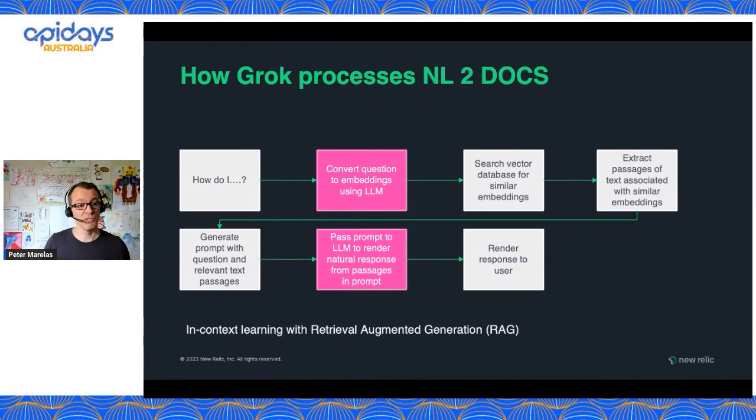And then what we do is we generate a prompt with the original question and all these relevant passages. So we stick that all together, then we pass it to the large language model, and we ask it to answer the question using the passages that we passed into it from the prompt, right? This approach is actually quite common these days. It's called in-context learning with retrieval augmented generation. And so the key here is we pass the large language model the context it needs to use to answer the question.